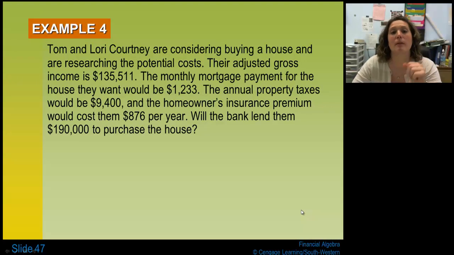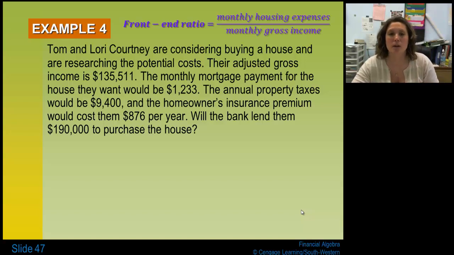Example 4. Tom and Lori Courtney are considering buying a house and are researching the potential costs. Their adjusted gross income is $135,511. The monthly mortgage payment for the house they want would be $1,233. The annual property taxes would be $9,400, and the homeowner's insurance premium would cost them $876 per year. Will the bank lend them $190,000 to purchase the house?